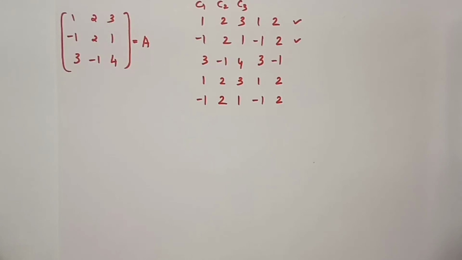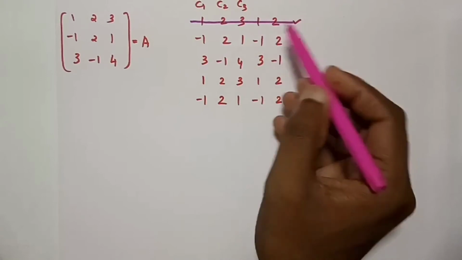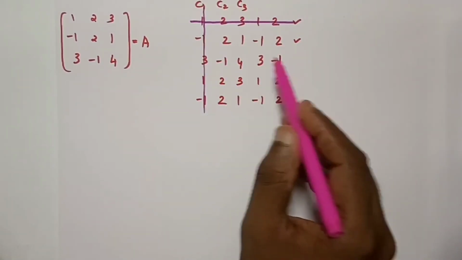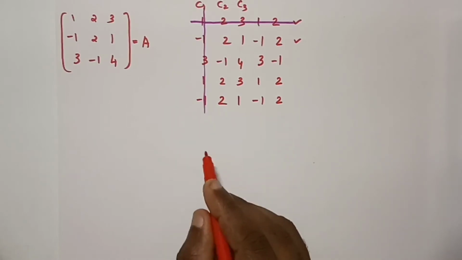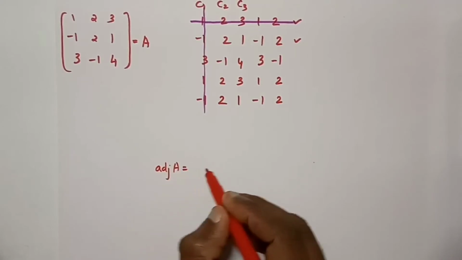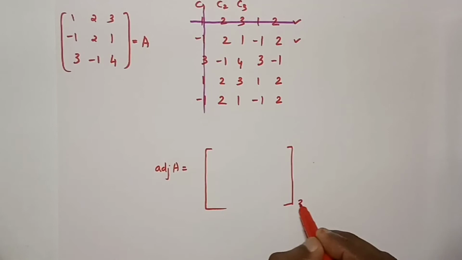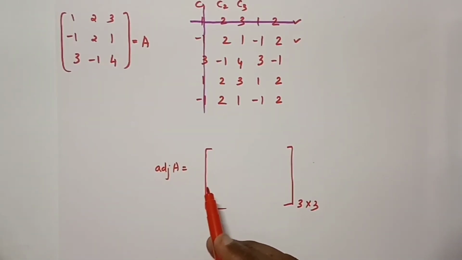What you need to do is strike out this particular row and this particular column, and think about the remaining 4 by 4 matrix that we have. Using this 4 by 4 matrix, we are going to find the adjoint of our matrix A. So I will show you how we can find the adjoint of A. Obviously it is going to be a 3 by 3 matrix, as you know, because we started with a 3 by 3 matrix.